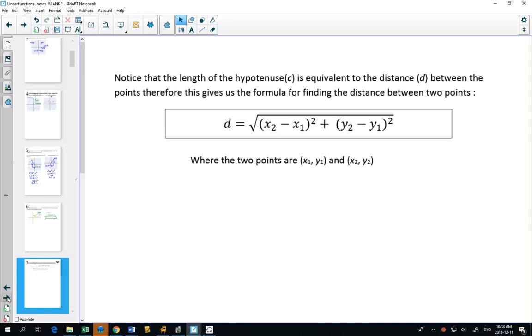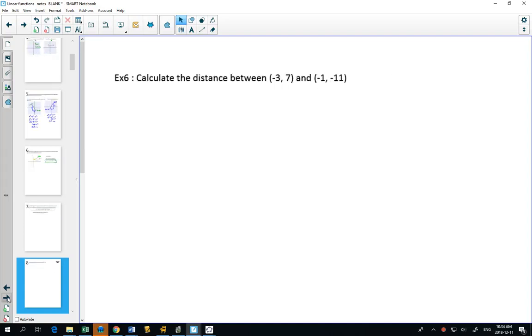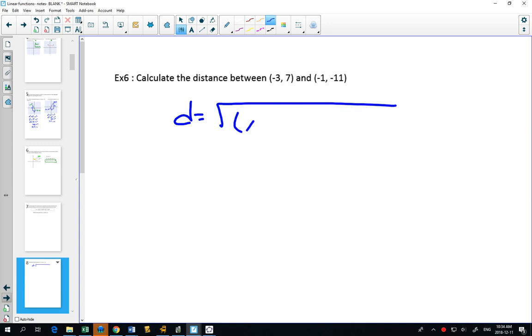So that is how your formula looks on your formula sheet. You take any points, x1, y1, x2, y2, and now instead of having to draw the triangle, you can just plug it into the equation. So here we have an example. When you're using the formula, the recommendation is to write out your formula first: x2 minus x1 squared plus y2 minus y1 squared. Copy it down from your formula sheet. Recommendation is also to copy it down correctly. Don't write it down wrong.